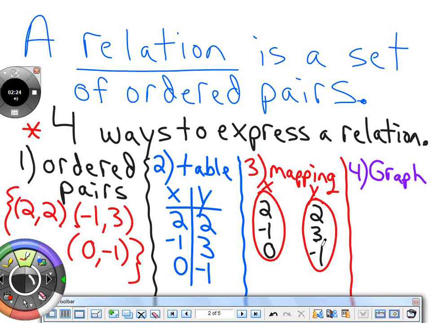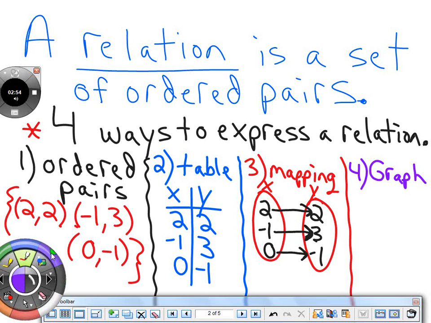A mapping means that you're actually showing the connection, when the x is mapped to the y. So in this case, the 2 would go to the 2, and that creates an ordered pair, (2, 2). And then -1, 3, you have to do the arrows too. It's important, the direction of the arrows. So -1 goes to 3, and then 0 goes to -1. The arrow is in that direction, so we're going left to right.